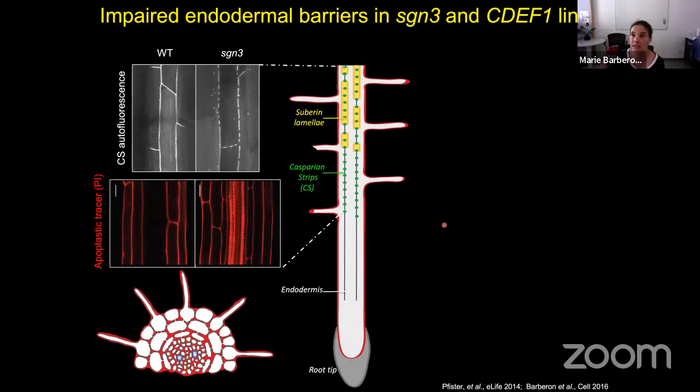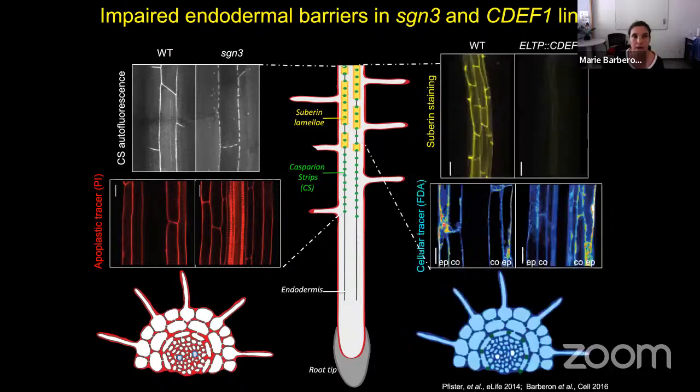So Schengen is the borderless area in Europe, so comes the name of Schengen-3 mutant, so mutant specific for Casparian strip. And then I also work a lot with a line that we develop where we can degrade Suberin specifically in the endodermis, called the CDEF line, where there is no Suberin and no barrier for the transcellular transport.